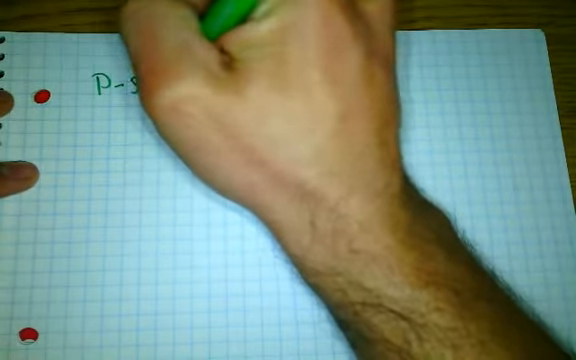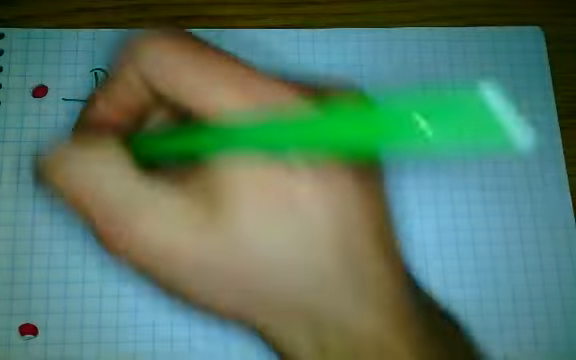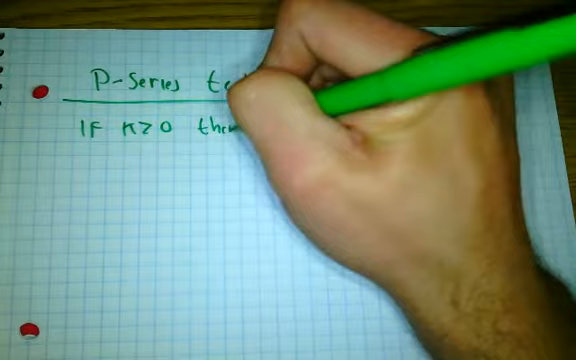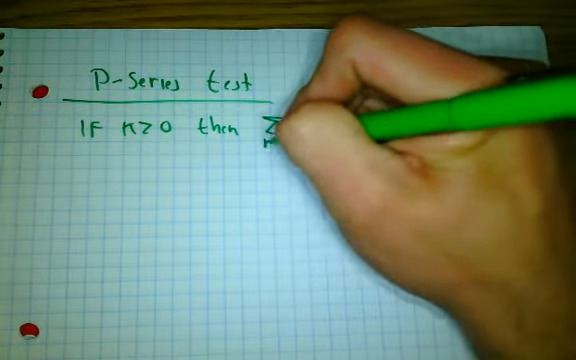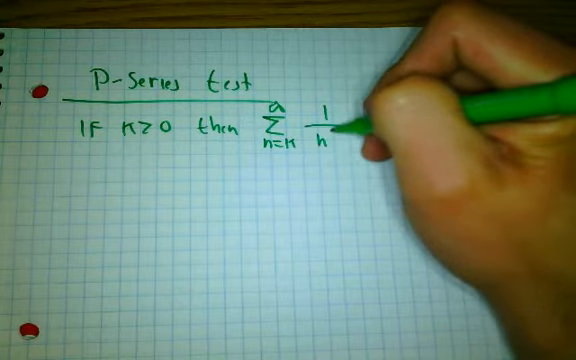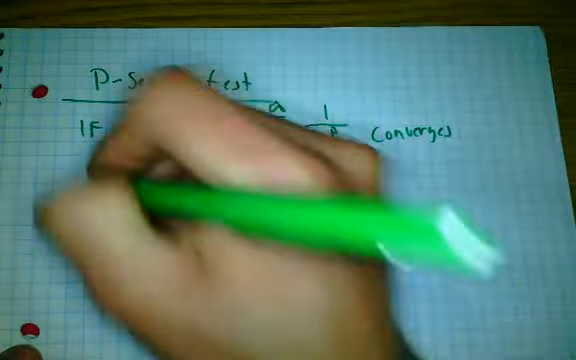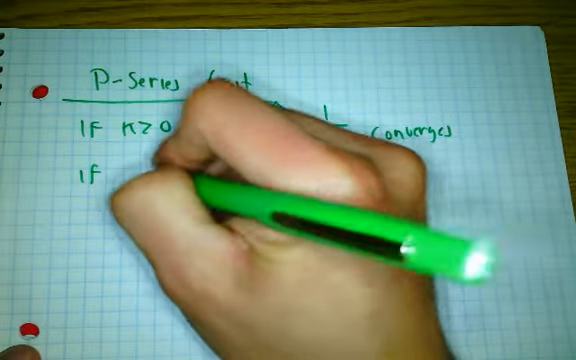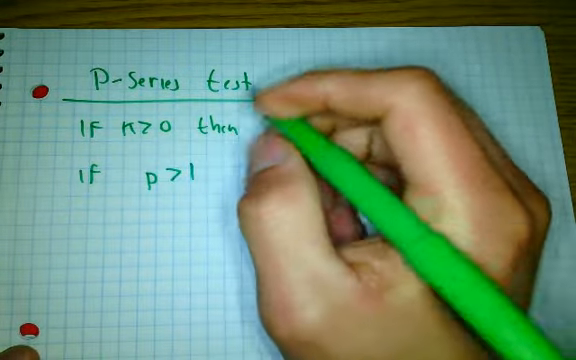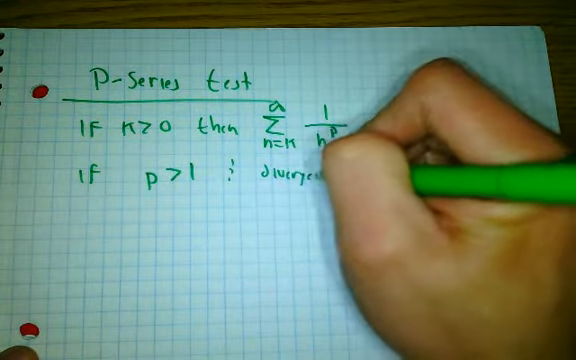If k is greater than 0, then the series from k to infinity of 1 over n to the p converges if p is greater than 1, and diverges if p is less than or equal to 1. And it's so easy to apply. So easy.